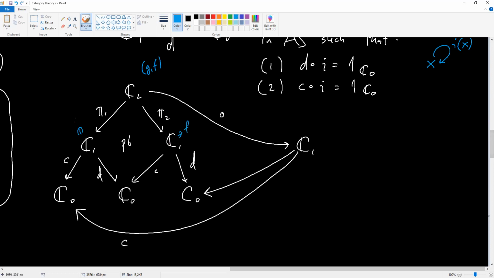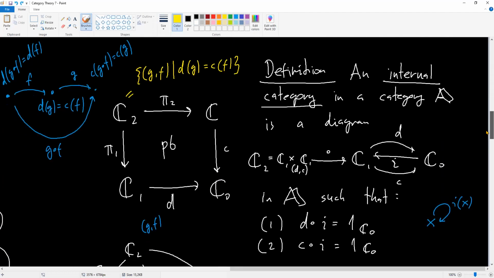So Pi1 and Pi2 map these things to G and F respectively. And then I take the domain of F. So this composite will give me, out of the pair, exactly the domain of F. And I want that to be the same as the domain of the composite. So I also want this diagram to commute. So we can add these two equalities to the definition.